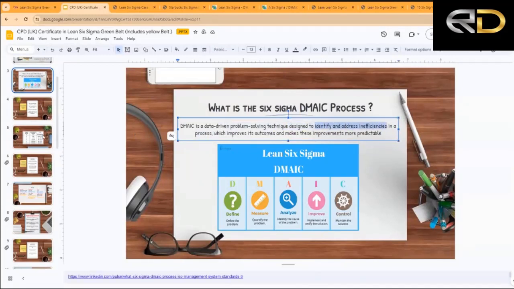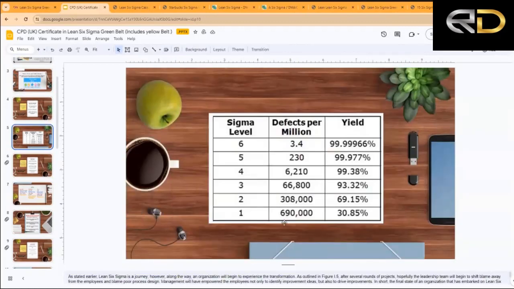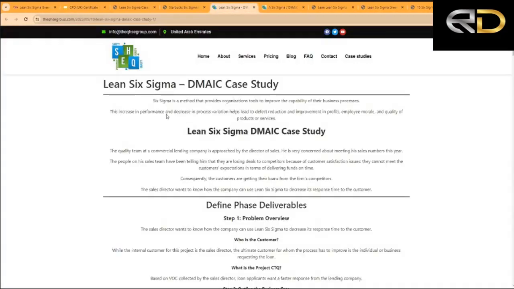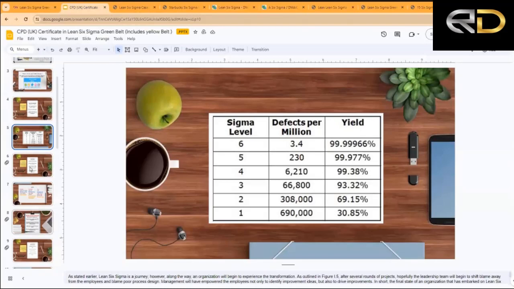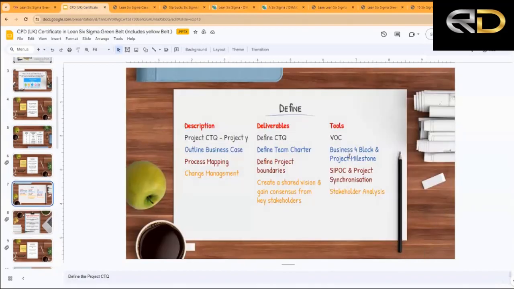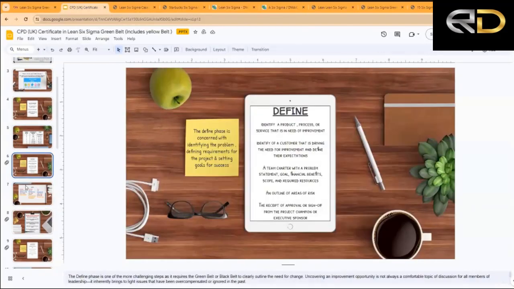Okay, what does it mean to improve capability? Capability is basically reduction in defects. So that is exactly what you're doing here. So this is going to increase performance and decrease process variations, which is going to lead to reduction in defects and basically improvements in profits, quality of your products and services. So here now, let us look at how this organization basically used these tools to define the problem.